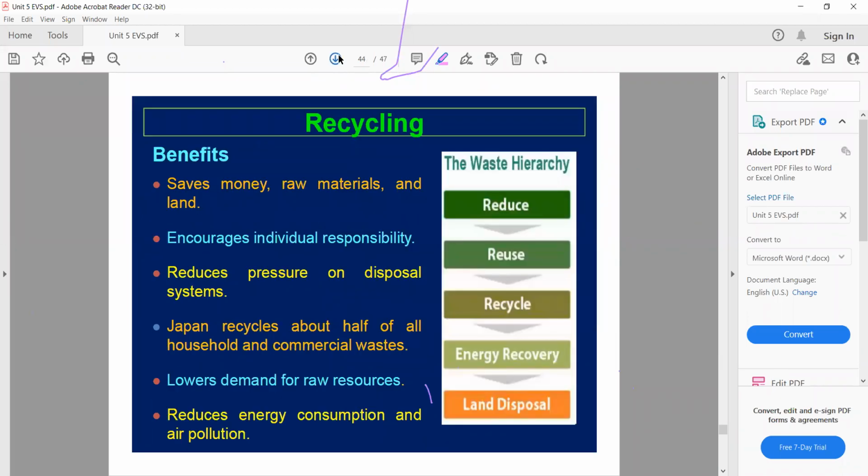Next, you see what the benefits of recycling are. It saves money, raw materials, and land. It encourages individual responsibility. It reduces pressure on disposal systems. In Japan, this is very popular. Japan recycles about half of all household and commercial waste. So it lowers the demand for raw resources and it reduces energy consumption and air pollution, right?